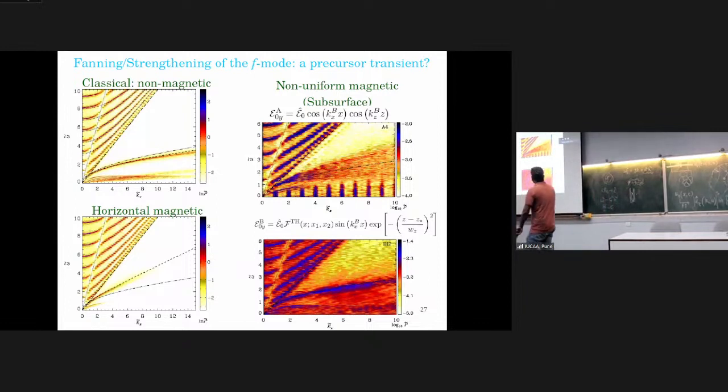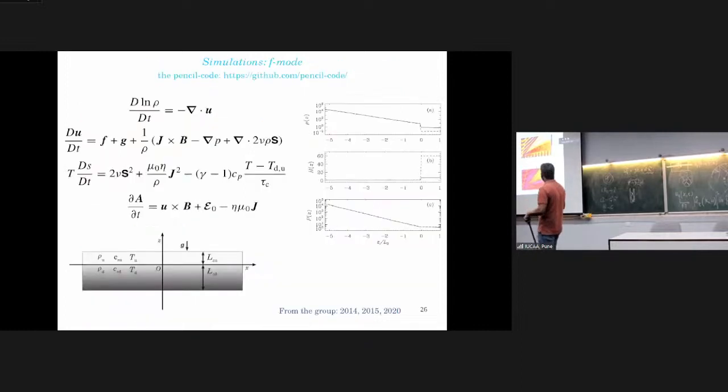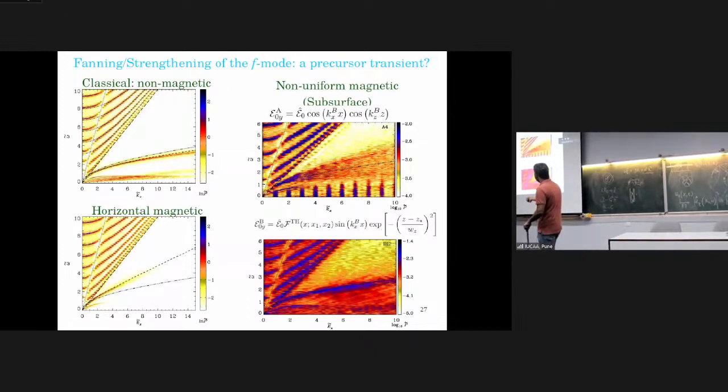Now I can put some more interesting magnetic fields, which is more sunspot-like, because this is a game I wanted to play. I put more like a bipolar sunspot and see what happens to the F mode. You see that what was a single-valued parabola has become fanned out. It's a very strong perturbation. Right now, with current telescopes, these wave numbers are not accessible, but that's a theoretical prediction.